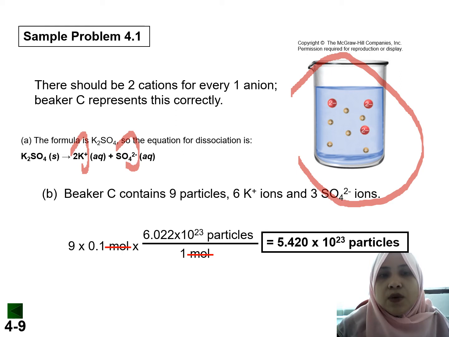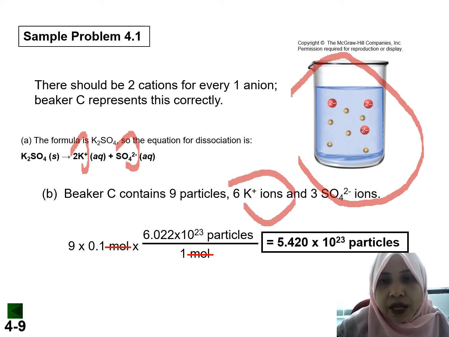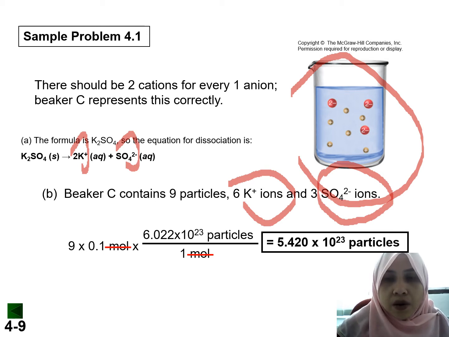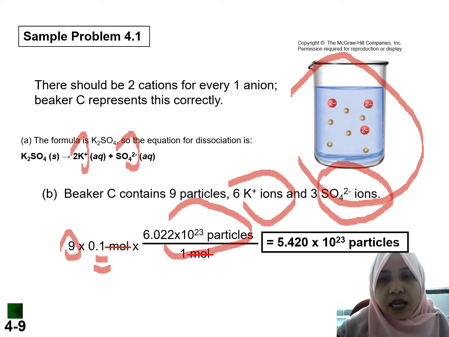Next, we need to find the total particles in beaker C. Here we can see that beaker C consists of 9 particles, where 6 come from potassium ion and 3 from sulfate anion. In order to get the number of moles, we need to multiply 9 by 0.1 mole. After you get the number of moles, we need to multiply by the Avogadro constant. Then we will get the number of particles.